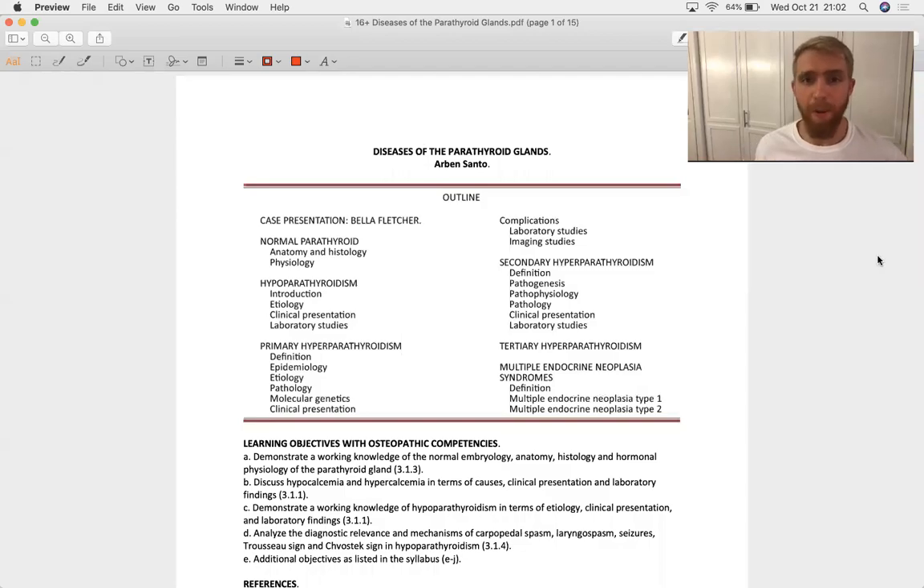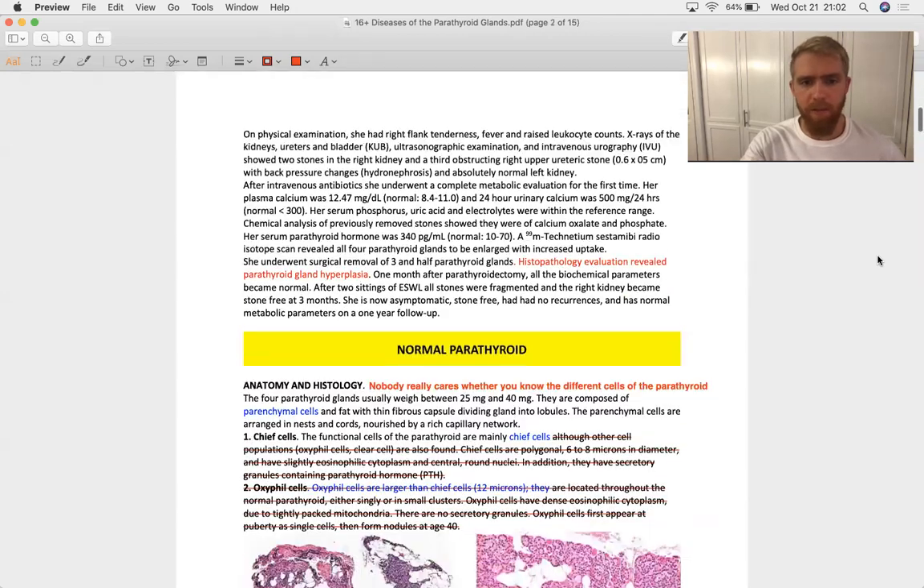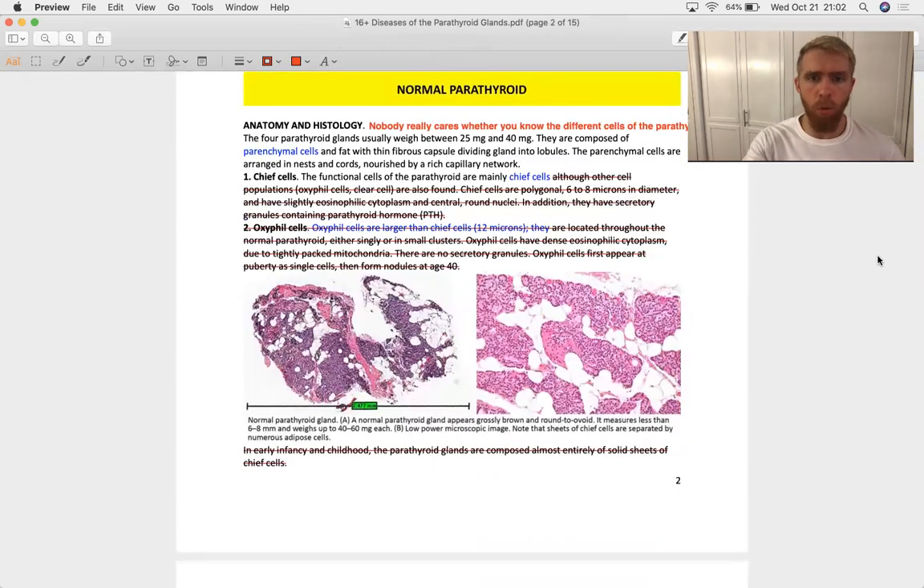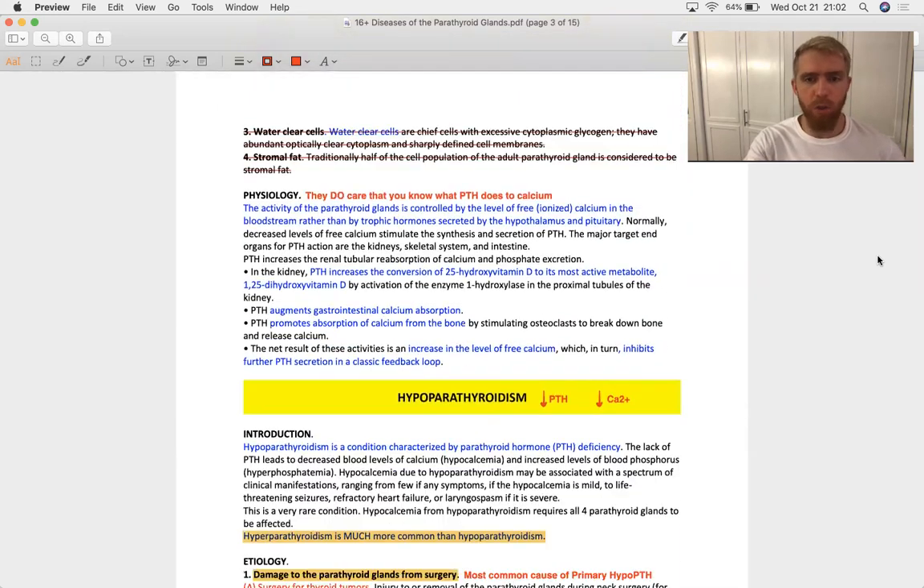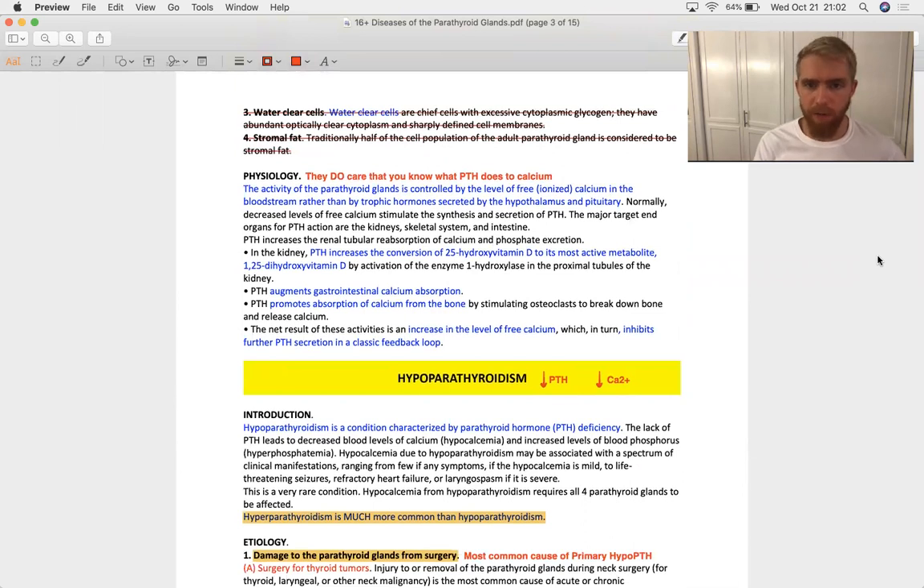Hello, let's talk about the parathyroid glands and calcium homeostasis. This SDL begins by discussing what the normal parathyroid looks like. They're really not going to ask you about the different types of cells in the parathyroid. What they do want to ask you about is what parathyroid hormone does to calcium systemically. Normally, PTH and calcium are directly proportionate. When PTH goes up, calcium goes up. When PTH goes down, calcium goes down.